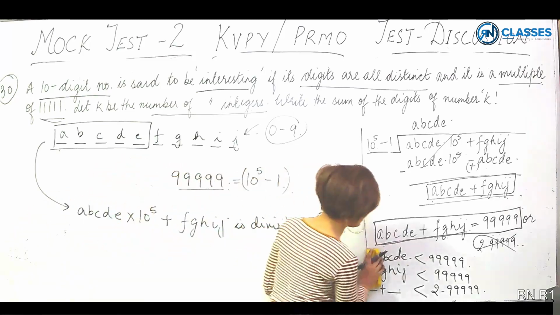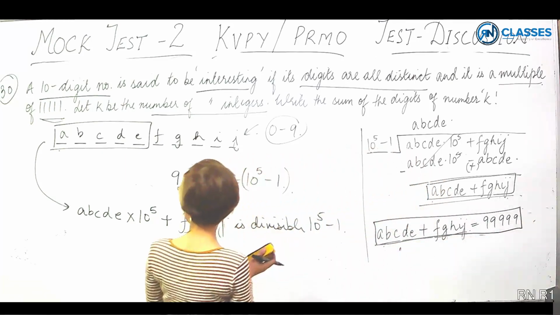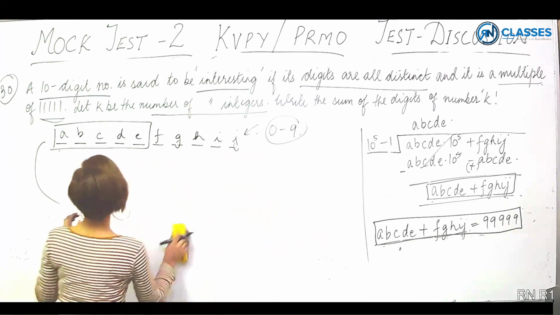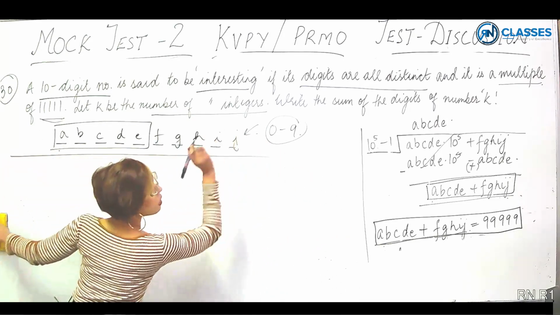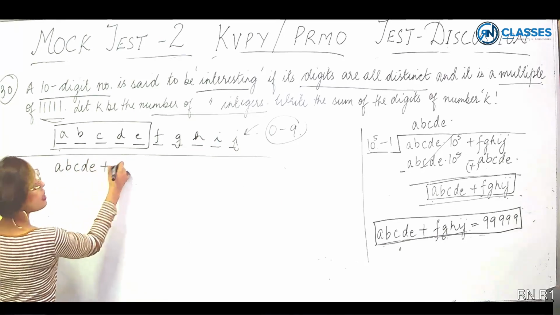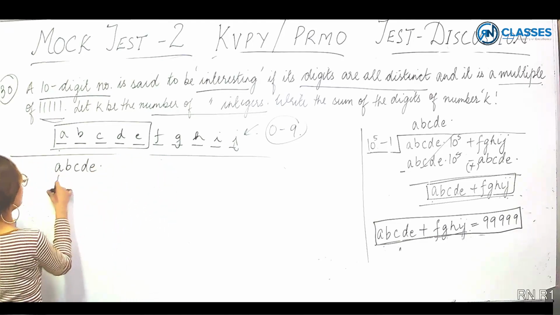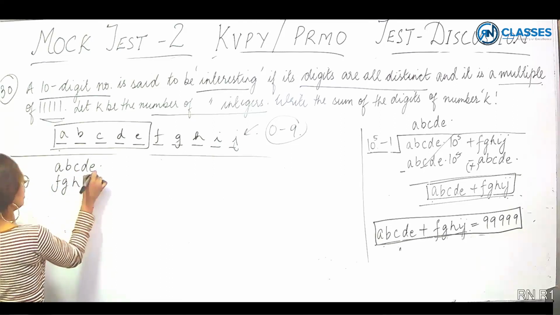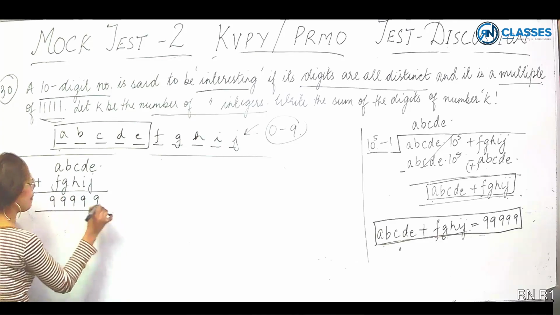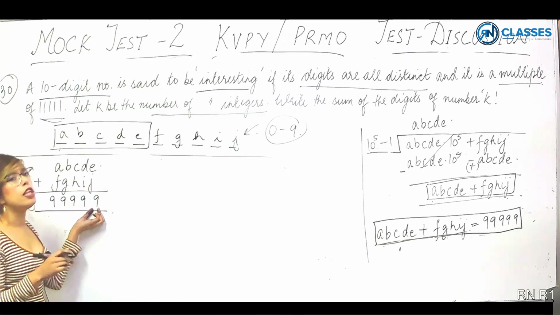Now this is a very interesting condition that we have arrived at. I am going to erase this because I need the space. We have arrived at A, B, C, D, E plus F, G, H, I, J. In fact, let me write it like this so that I can better see it. If I add the two, I will get 99999. Now mind it, I have to have E plus J, and the unit digit has to be 9.